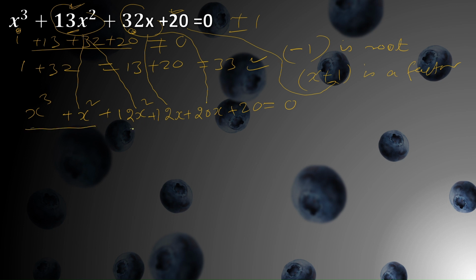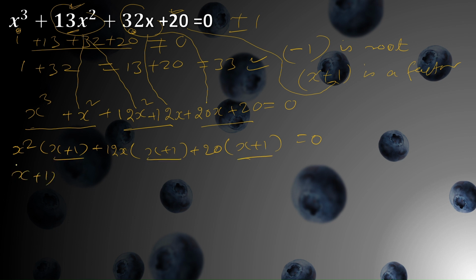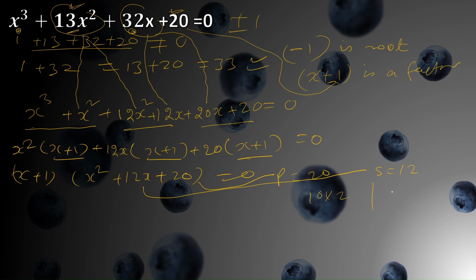So we can make three pairs, first, second, third, and start taking common. x square is the common, so x plus 1. Write two more times blindly, and then write a number to adjust it, like 12x here and here 20. So again x plus 1 is common. We can take the common, x square plus 12x plus 20 is left out. Again this is a quadratic equation, just split it. How to split? This is 20 and the sum is 12. It's very easy, 10 cross 2, and we can add 10 plus 2 as 12.